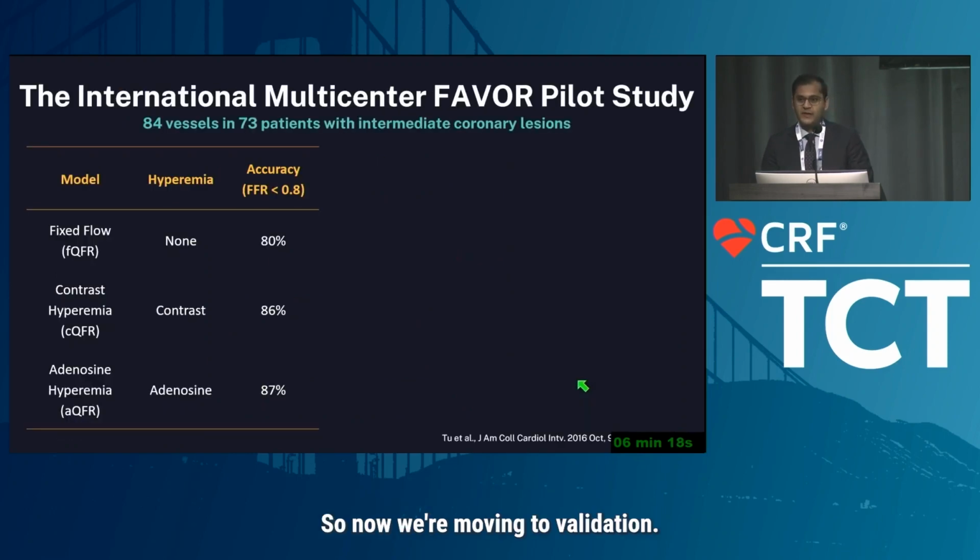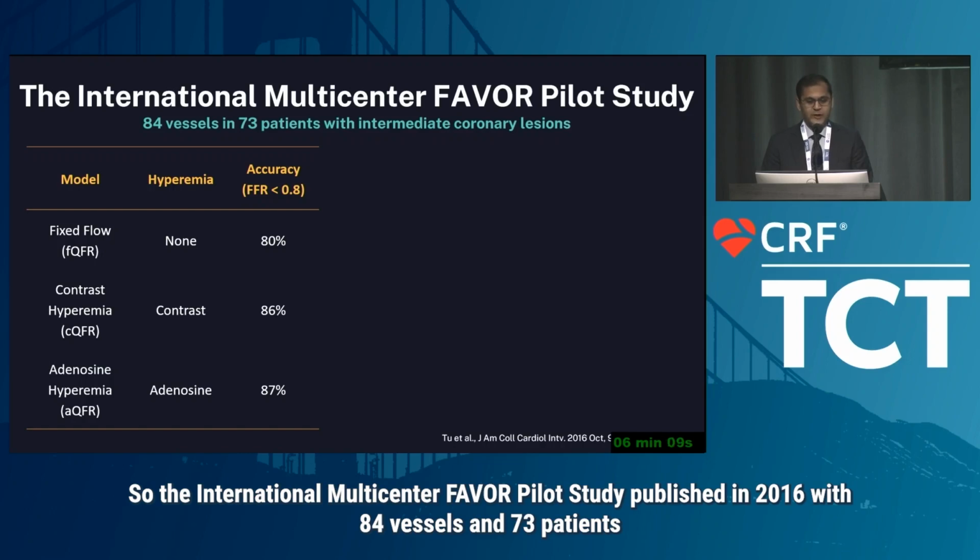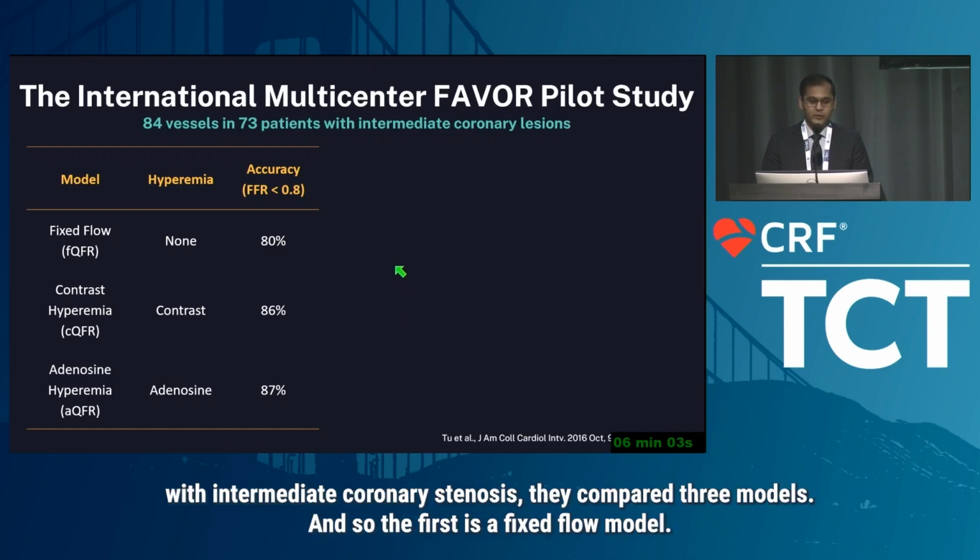Now we'll move into validation. How do you take this theoretical framework to patient care? The International Multicenter FAVOR Pilot Study, published in 2016, looked at 84 vessels in 73 patients with intermediate coronary stenoses. They compared three models. The first is a fixed flow model.